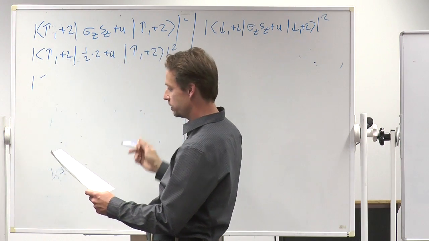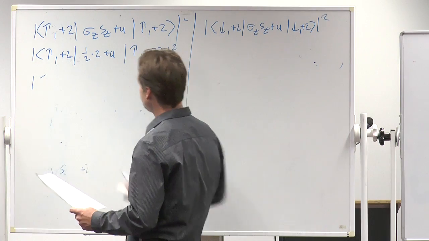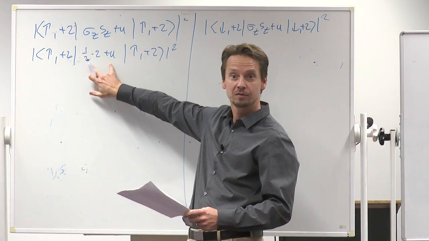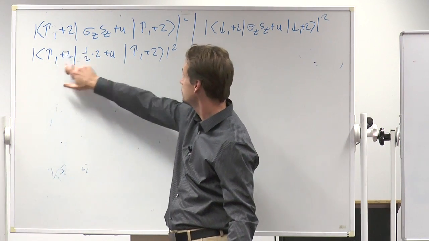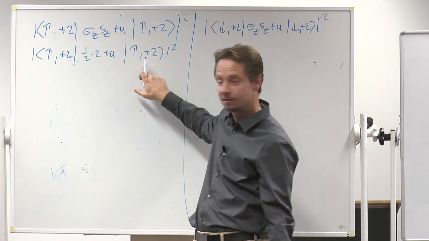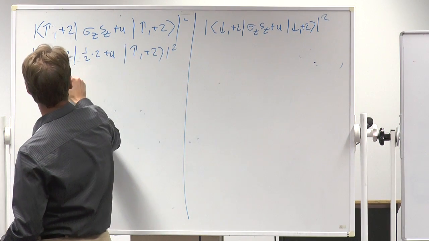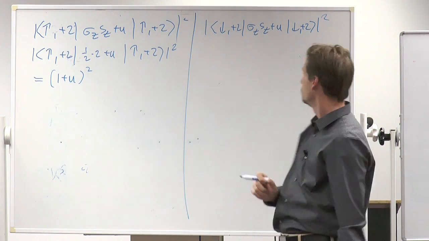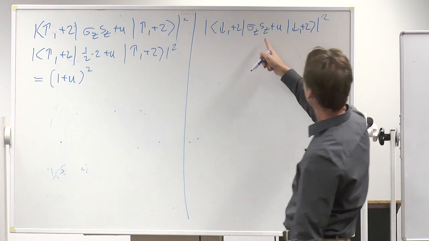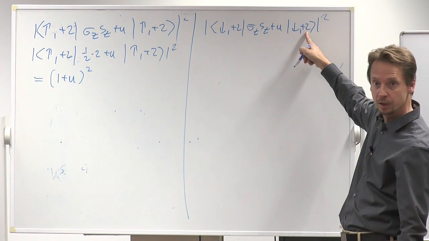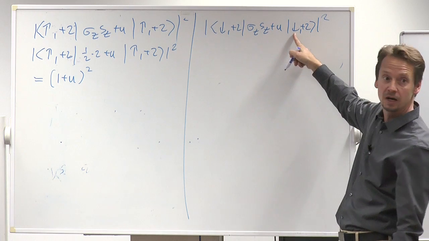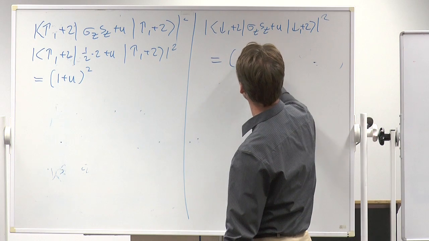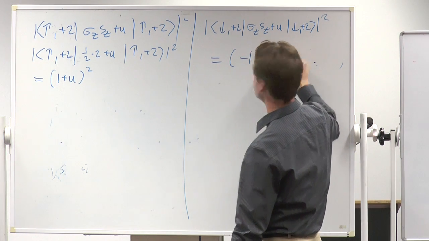Now, if you do one step further here, this is now just numbers. So I can take those numbers out, and this operated on this is 1. So I get out of this (1 plus u) in brackets squared. Do the same over here. Now I have Sz on +2 is +2. Sigma z on the down is -1/2. So I get here (-1 plus u) squared.